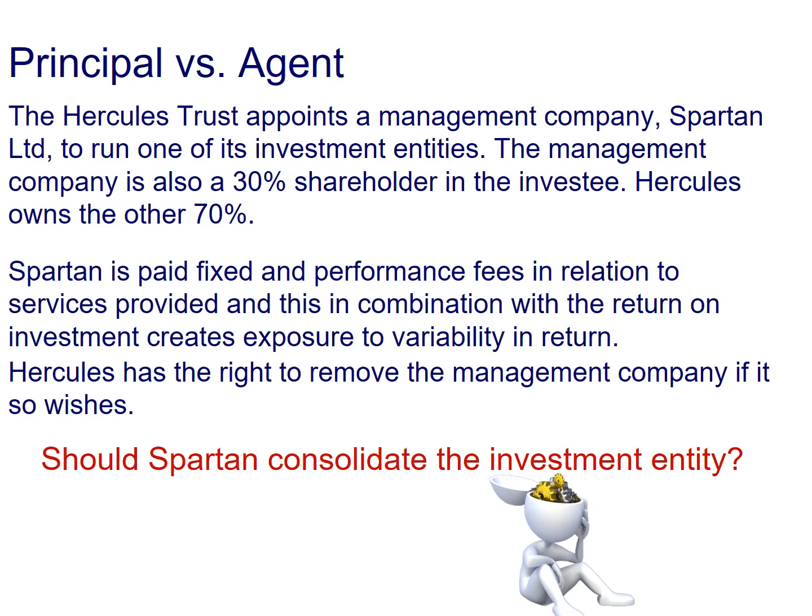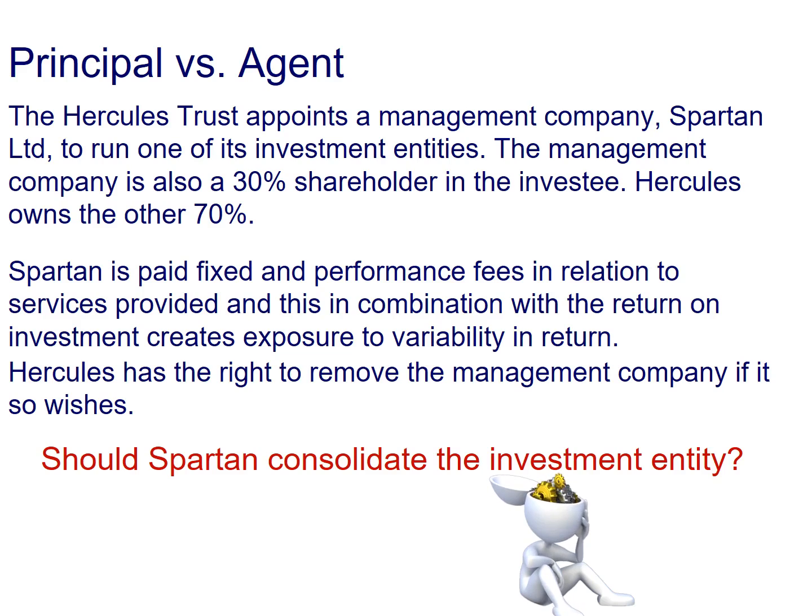So, applying the definition of control, the management company, Spartan, would have power in the sense that it has decision-making ability that it can exercise over the day-to-day runnings of the investment entity. It can decide how it wants to deal with the operations of the investment entity. It has exposure to variable returns, and one could argue that it also is able to use its power to affect the returns it's entitled to.